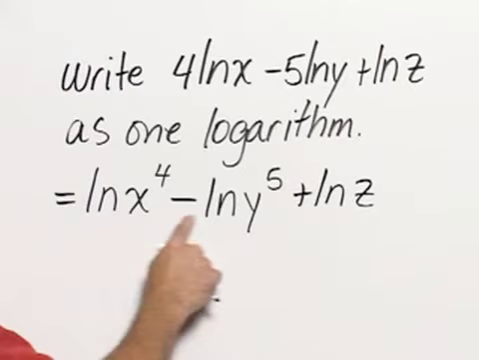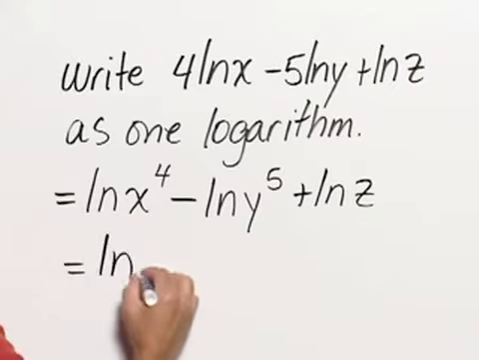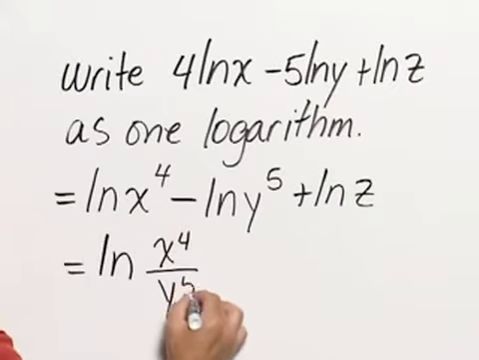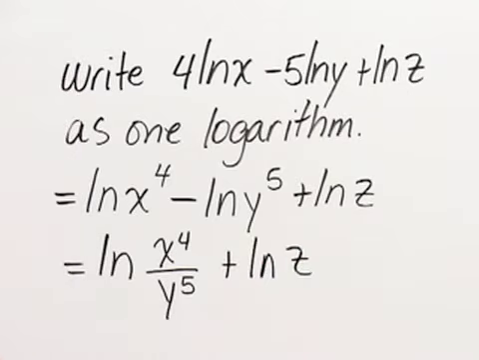Now, when we subtract two logarithms, then we can write that as the natural log of the quotient of those numbers. So it would be the natural log of x to the 4th divided by y to the 5th. Then we still have plus the natural log of z.